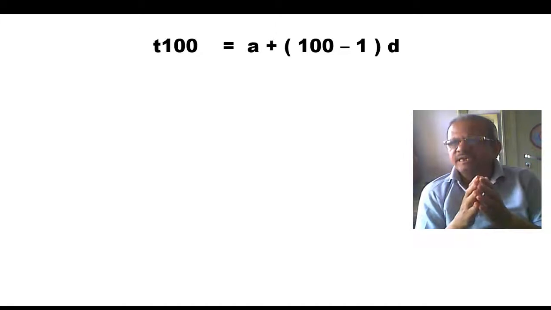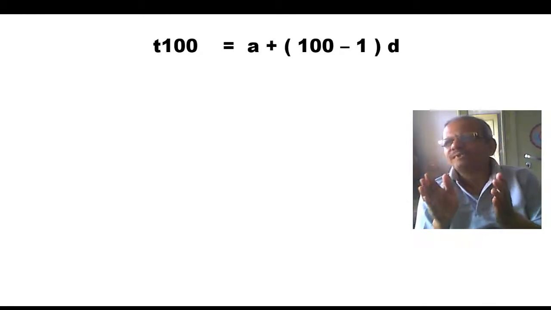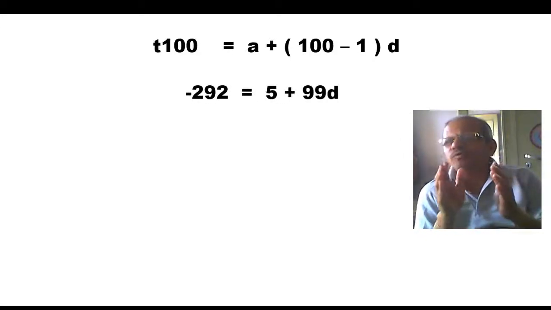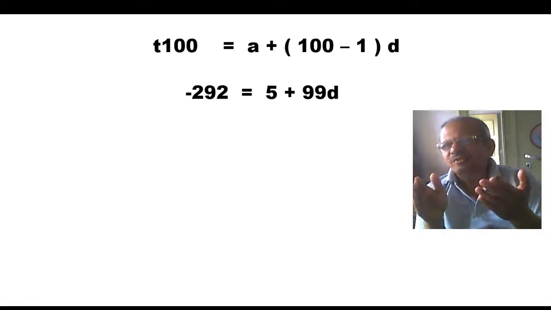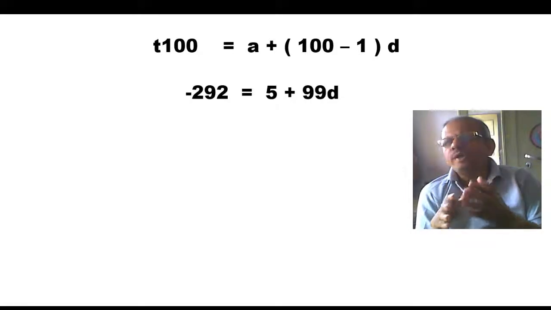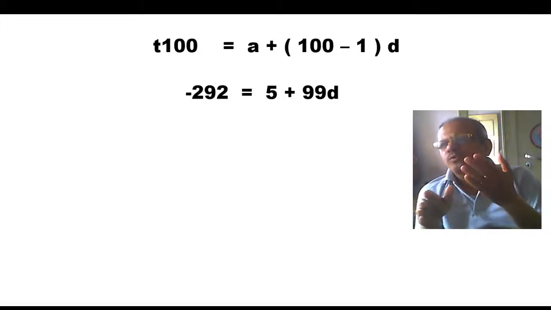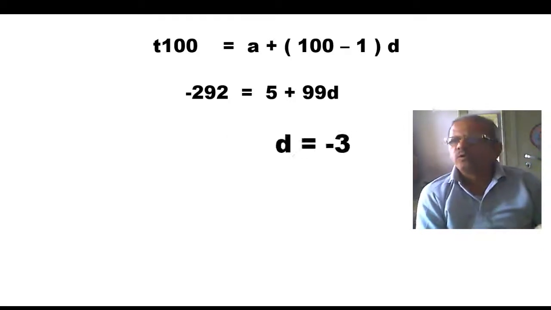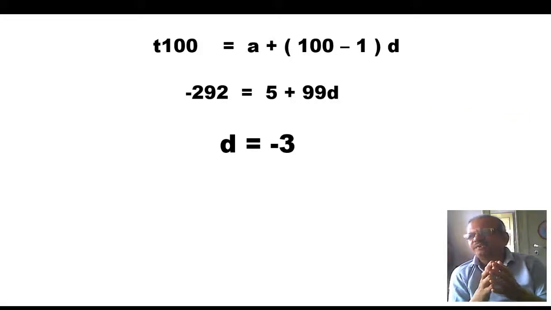So T100 is equal to A plus 100 minus 1 multiplied by D, which is equal to minus 292, because the 100th term is given as minus 292. A is given as 5, so that is equal to 5 plus 99D. After solving this linear equation, we get D is equal to minus 3.